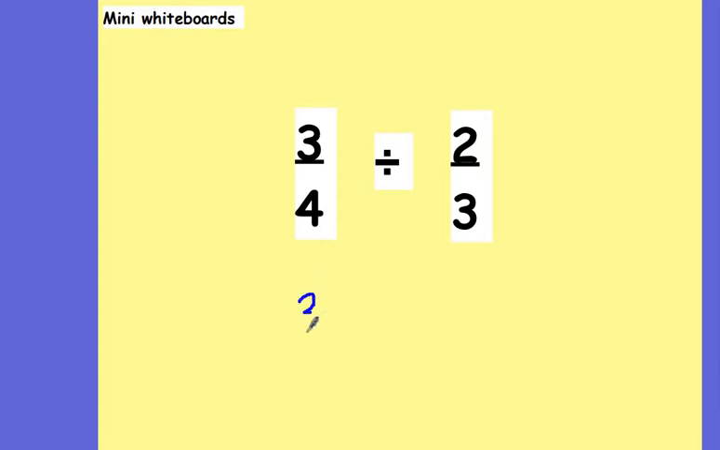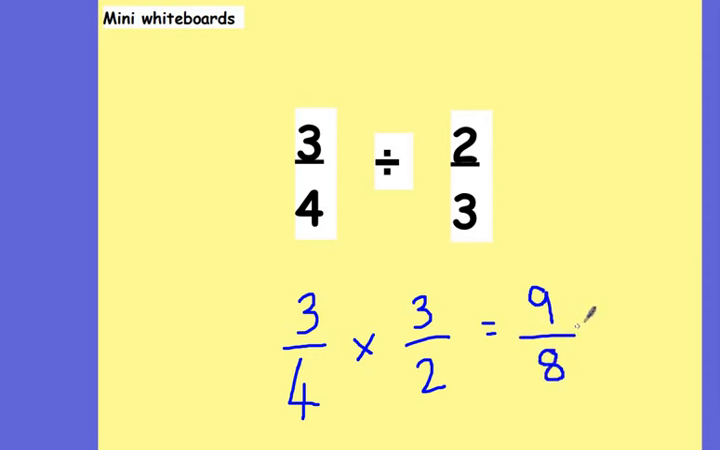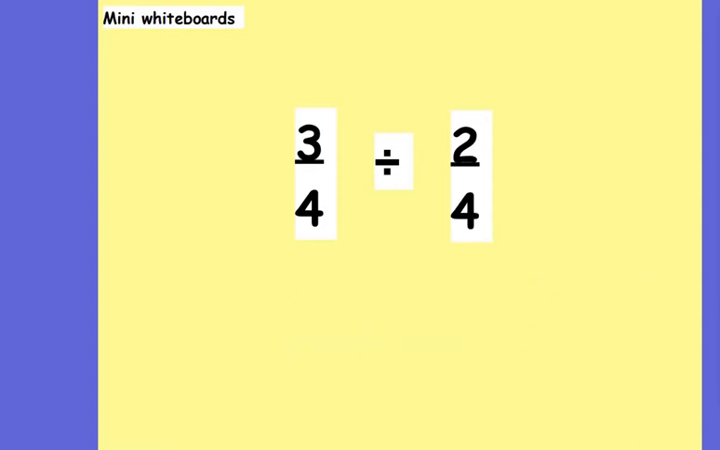Let's go through it. The 3/4 stays as it is, we keep it. We flip the second fraction, so we've got 3/2. We change the sign to a multiply. I've now got 3 times 3, which gives me 9 on the top, 4 times 2, which gives me 8 on the bottom. I can write that as a mixed number if I liked, 1 1/8. One more for you. How about now?